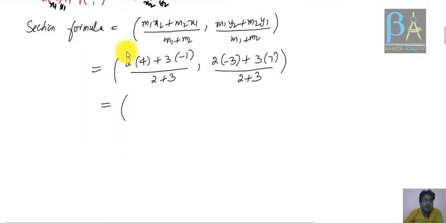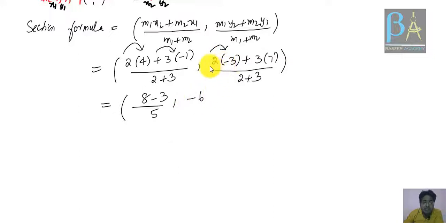Now let me just simplify this. 2 into 4 is 8, plus into minus is minus, 3 into 1 is 3, 2 plus 3 is 5, 2 into minus 3 is minus 6. When you multiply two numbers, make sure you first multiply their signs. Since 2 doesn't have a sign by default, it would have a plus sign.